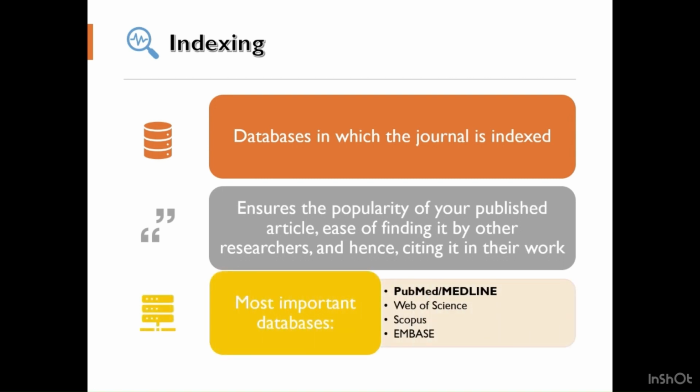So the most important databases, especially speaking about the medical literature, are PubMed Medline, also the Web of Science, Scopus, and Embase. So these are the four major databases in which medical researchers often look for articles or do their search in order to find relevant articles to cite in their work.